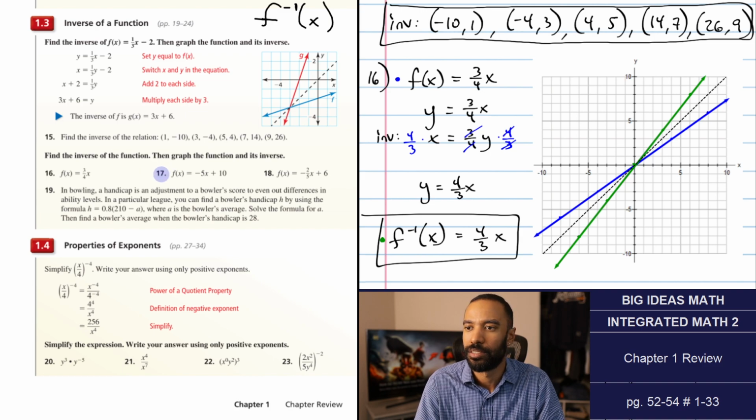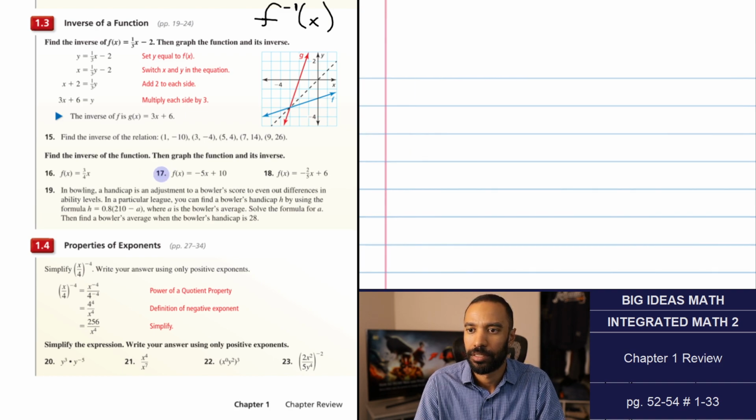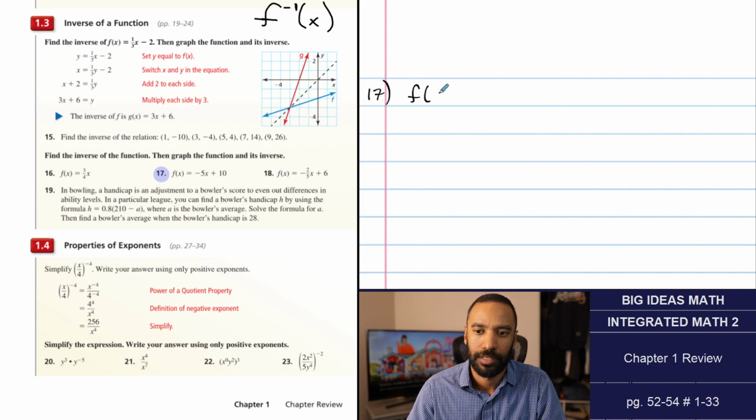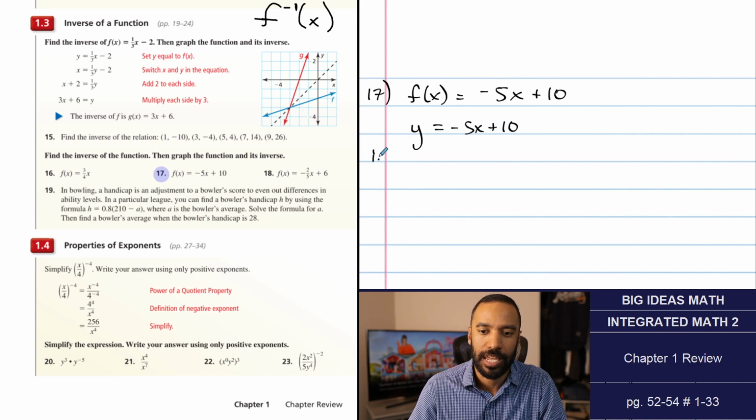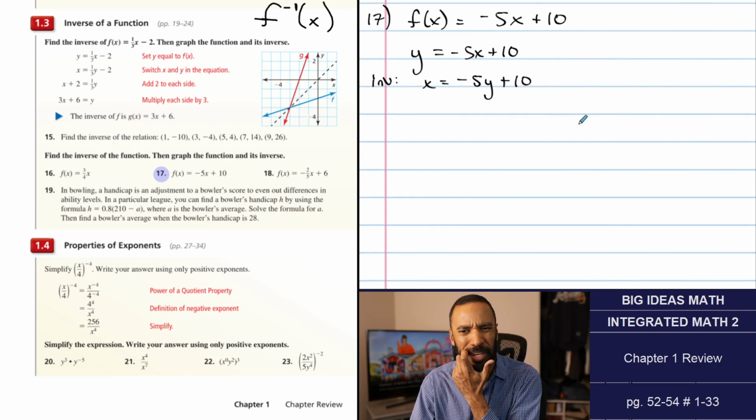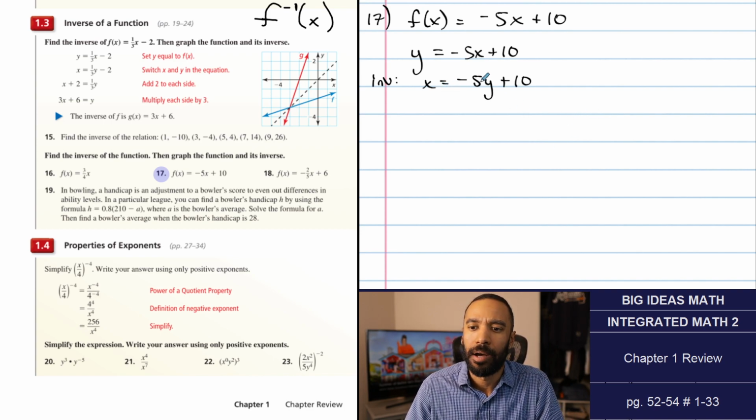Number 17. Not even halfway done. We go to 33. f(x) = -5x + 10. All right, y = -5x + 10. Take its inverse. x = -5y + 10. I imagine the others will go faster because I don't have to graph and such. This is where we hit exponential properties, I think, in a bit. Solve for y. I'm going to subtract 10 from both sides.